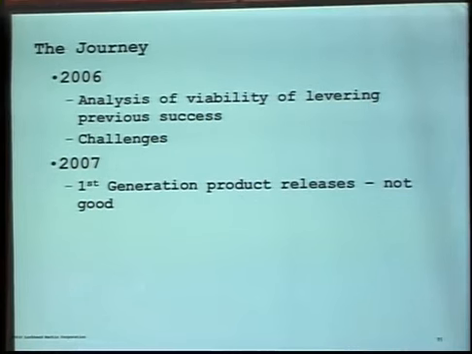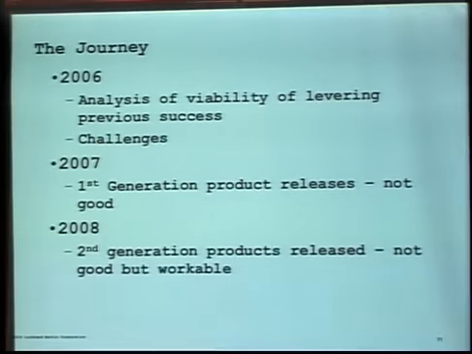In 2007, the first generation of products came out from VMware, Citrix Desktop Server version 1, and VMware released their first version of View. They just weren't any good. They didn't work. Even Citrix said, "Here's a product, but it's not going to be what you're looking for." So we kept at it.